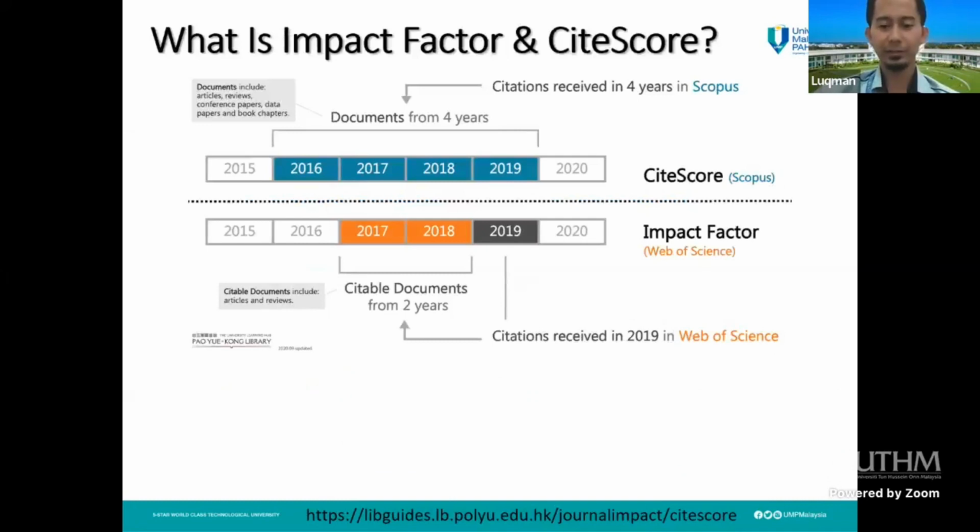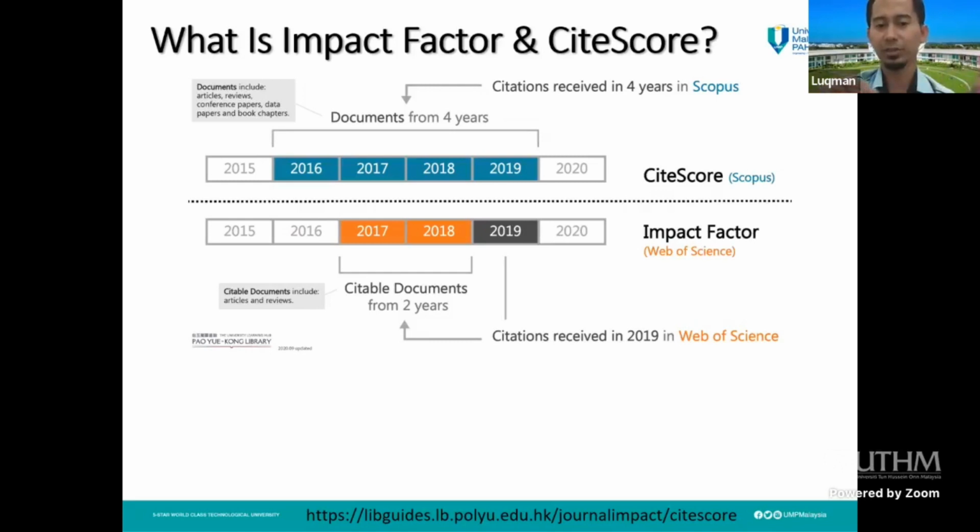Alright, I'll go very fast on this. What is impact factor and site score? Simply put, impact factor is with regards to WoS journals. If they are already in the list of the WoS, in due time they will get an impact factor. So that's the measurement of whether a journal is good or not.